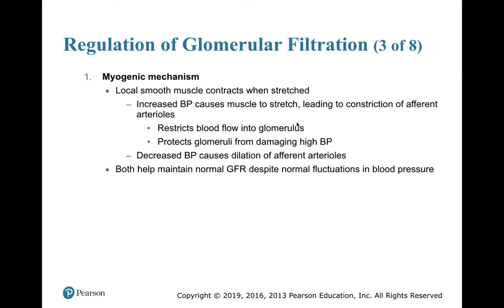In the myogenic mechanism, smooth muscle contracts when stretched. An increase in blood pressure leads to a constriction of the arterioles that restricts blood flow into the glomerulus and protects the glomerulus from high blood pressure damage. A decreased blood pressure would cause dilation of the afferent arterioles, and those are going to work together to maintain a normal glomerular filtration rate even though blood pressures are changing.